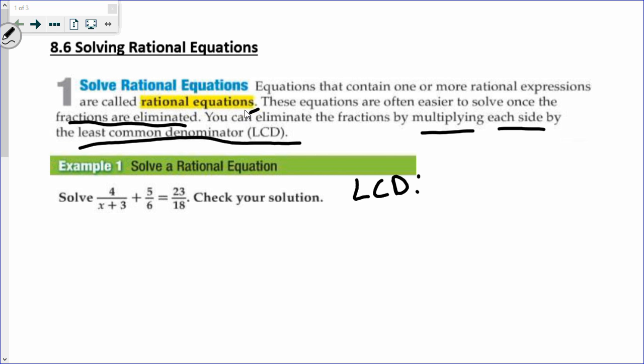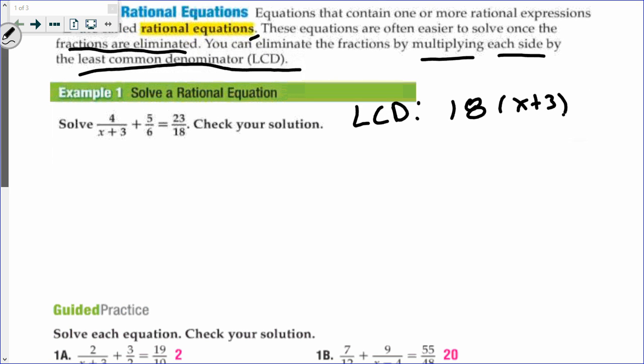So the least common denominator here is going to end up being 18 times the factor of x plus 3. That'll be the least common denominator of this. And of course, you guys know how to find least common denominators of all three of these fractions if you need to: write it out, factor everything, and find that least common denominator. But we're just going to go with this for time's sake here.